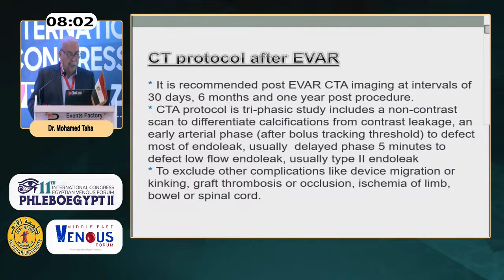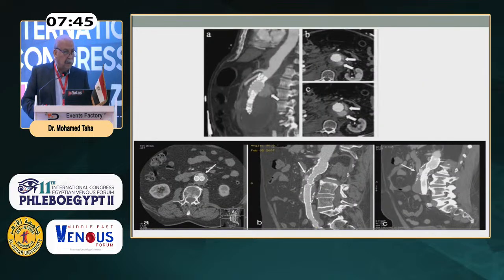To exclude other complications like device migration or kinking, graft thrombosis or occlusion, ischemia of limb, bowel or spinal cord. These are some complications after EVAR: endoleak, types of endoleak, type 1, type 2, or type 3. This is here the most of complications by CT.